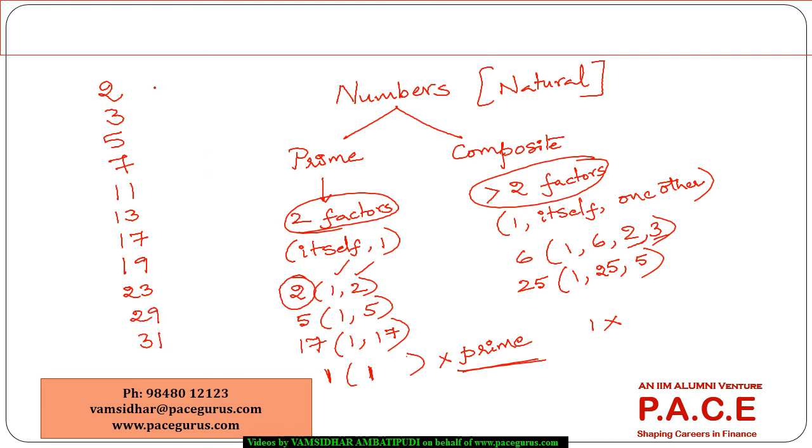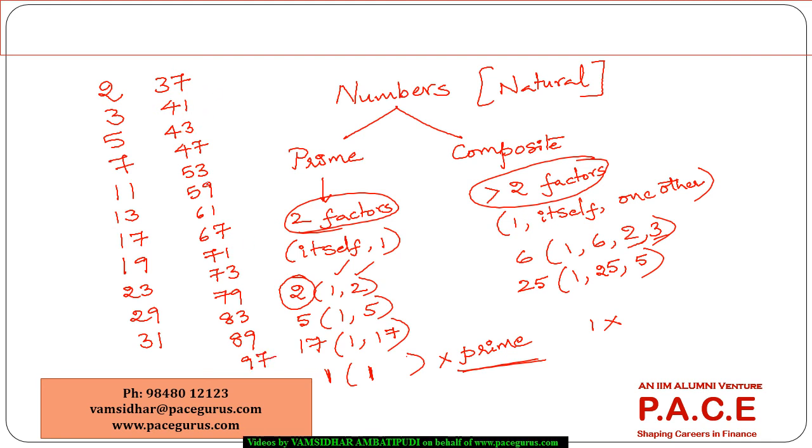31, 33 is not a prime, 35 is not a prime, 37, then it is 41, 43, 47, 53, 59, 61, 67, 71, 73, 79. They don't come in any other table except one table and the number itself. 89 and then 97.